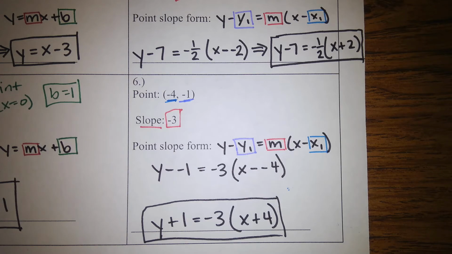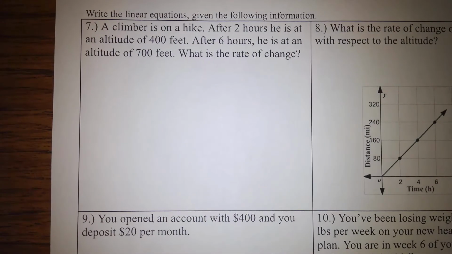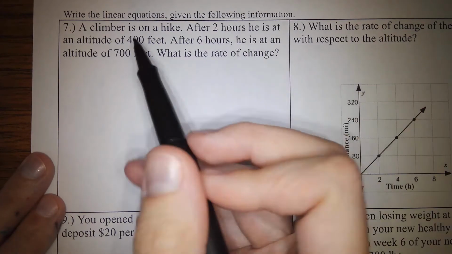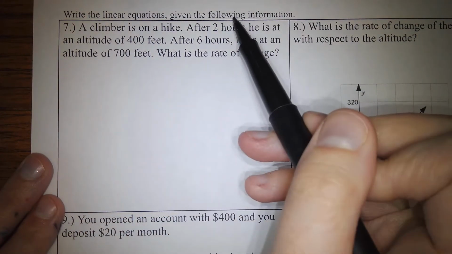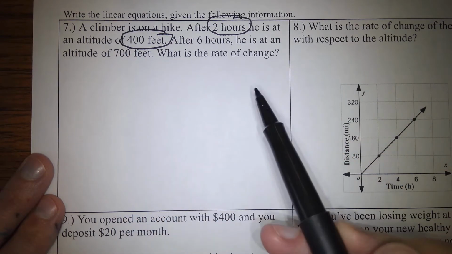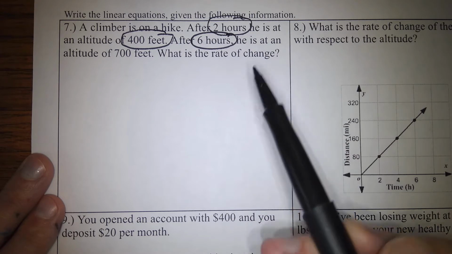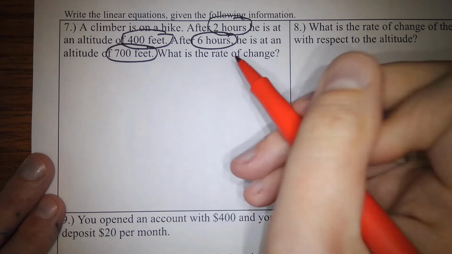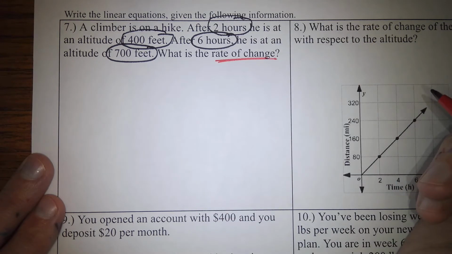All right, so moving on, we are going to look at number 7. These are if we are given the following situation. So what you want to do is circle those important numbers. So we're going to read through it. A climber is on a hike. After 2 hours, he is at an altitude of 400 feet. After 6 hours, he is at an altitude of 700 feet. And we are looking for the rate of change.